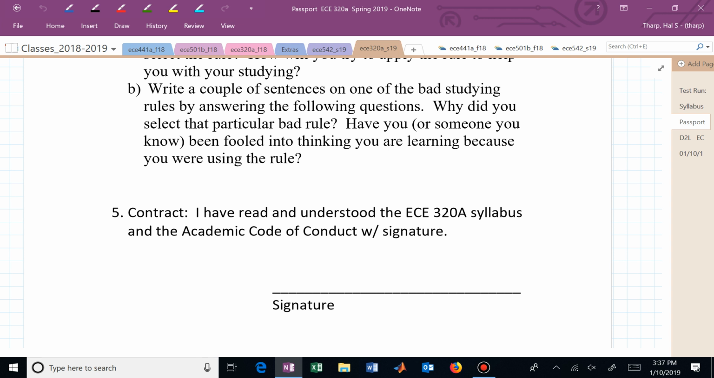Submitting this into the Dropbox will constitute the verification that in fact you have read the syllabus, which we will discuss next, and you've completed the passport. Questions on the passport? Yes.